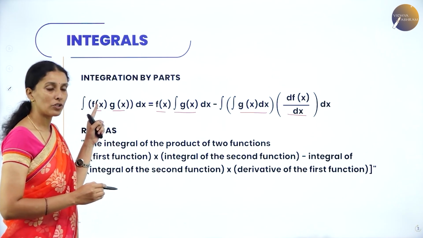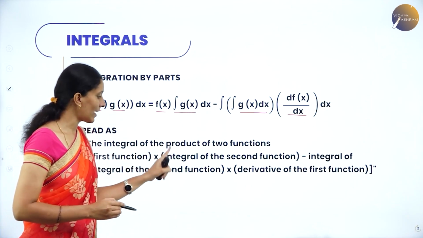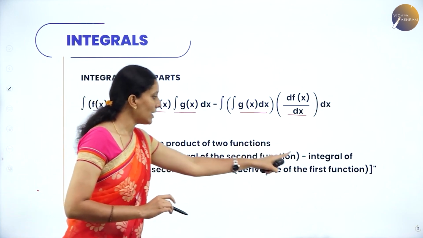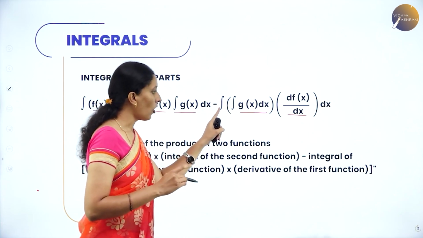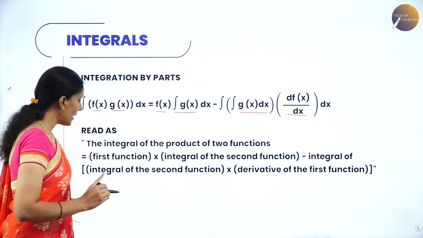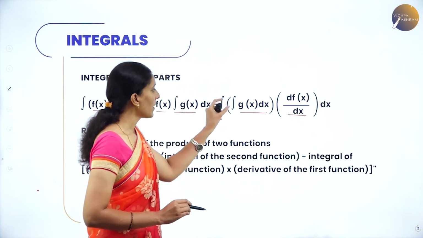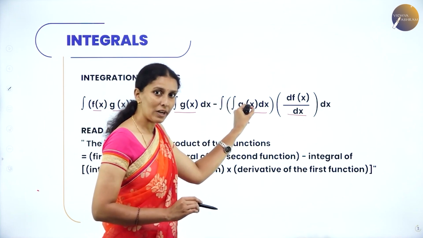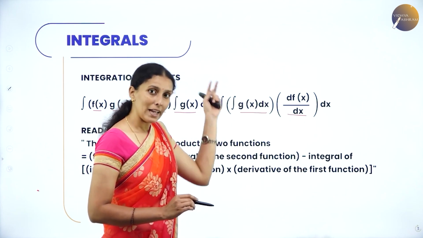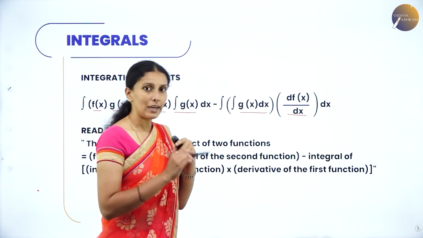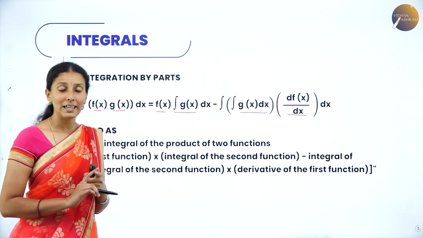Whatever the first function is, you write it as it is. Along with the first function, you integrate only the second function. Then minus integral of, so you have double integrals here. Integral of, again, second function into derivative of the first function. After integrating the second function, you will get a value. After differentiating the first function, you will get a value. So one more time, you are going to integrate it outside with respect to x. So this is the rule which is called integration by parts.